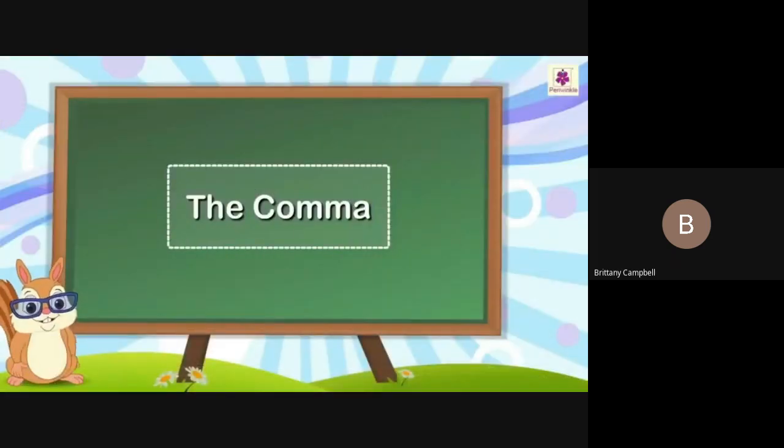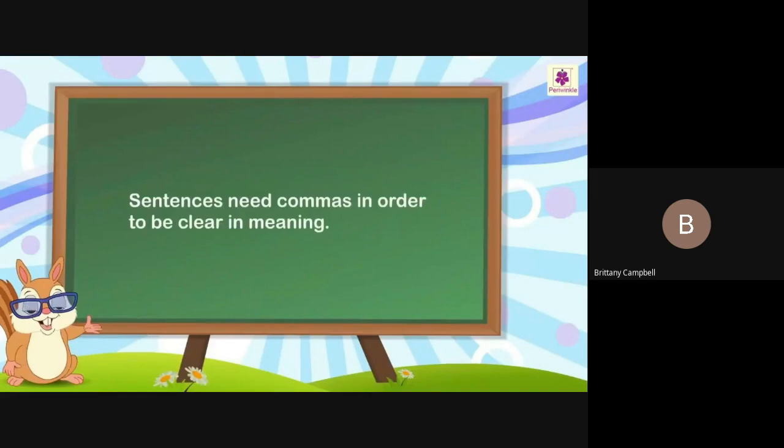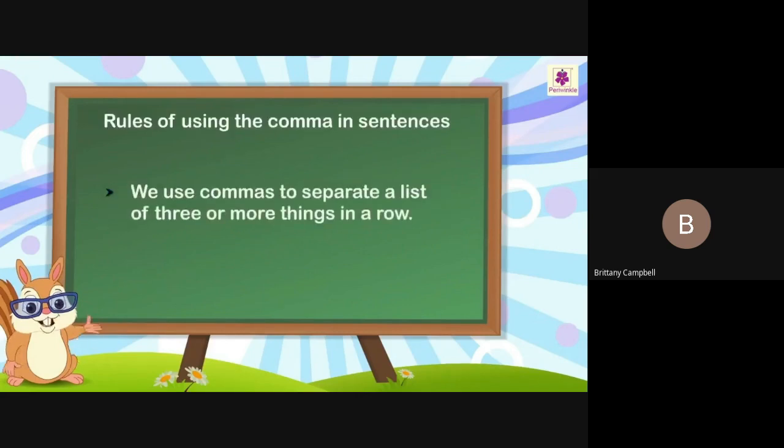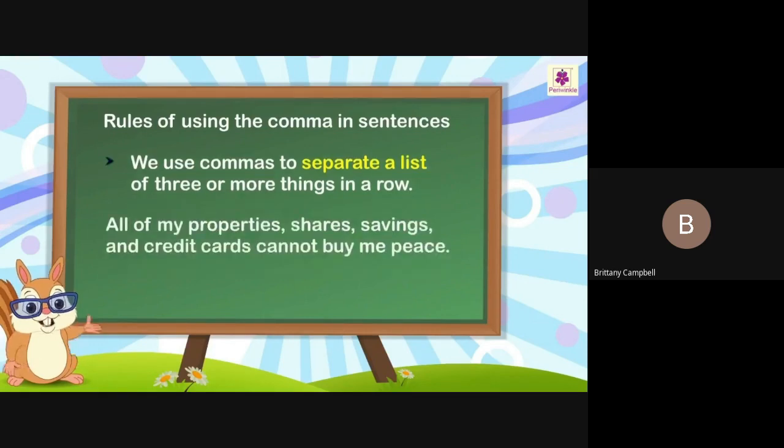The comma. Sentences need commas in order to be clear in meaning. Let us revise the rules of using the comma in sentences. We use commas to separate a list of 3 or more things in a row. For example, all of my properties, shares, savings, and credit cards cannot buy me peace.